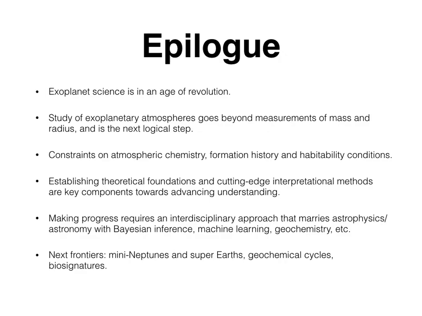So to end, I would like to say that exoplanet science is in an age of revolution. The study of exoplanet atmospheres goes beyond mere measurements of mass and radius, and is the next logical step in the evolution of this field. The study of the spectra of exoplanet atmospheres yields constraints on atmospheric chemistry, formation history, and we hope eventually habitability conditions. Establishing the theoretical foundations and cutting-edge interpretational methods are key components towards advancing understanding. Making progress requires an interdisciplinary approach that marries astrophysics and astronomy with Bayesian inference techniques, machine learning, geochemistry, and so forth.